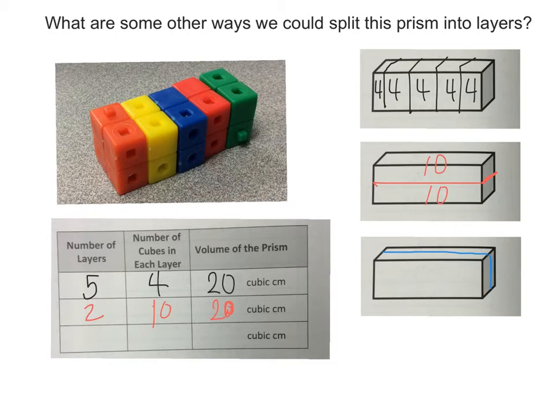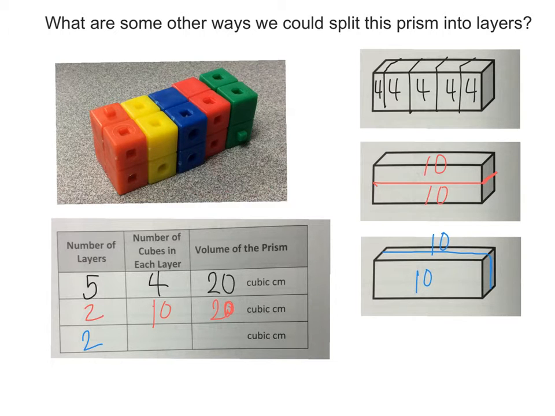Very good. So if we slice it this way, how many layers do we have? 2. We have a front layer, which is the one we can see right here, and then we have a back layer, right? So we have 2 layers. How many cubes are in the front layer? 10. See, because we can see 1, 2, 3, 4, 5, 6, 7, 8, 9, 10. So let's write that. There's 10. And then how many are in the back layer? 1, 2, 3, 4, 5, 6, 7, 8, 9, 10. So we can show that there's 10 in the back as well.